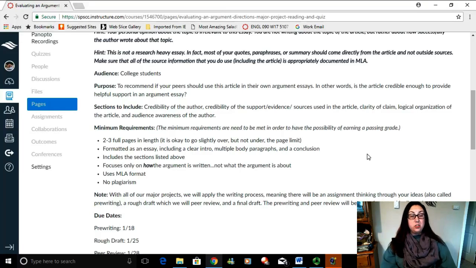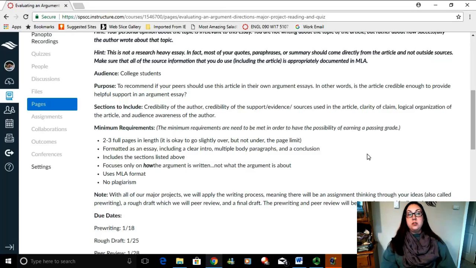Hopefully that piece of it should be finished for you. The credibility of support, evidence, or sources used in the article. The clarity of the claim. That should also include the type of claim and if the support that they use matches that type of claim or is logical for that type of claim.